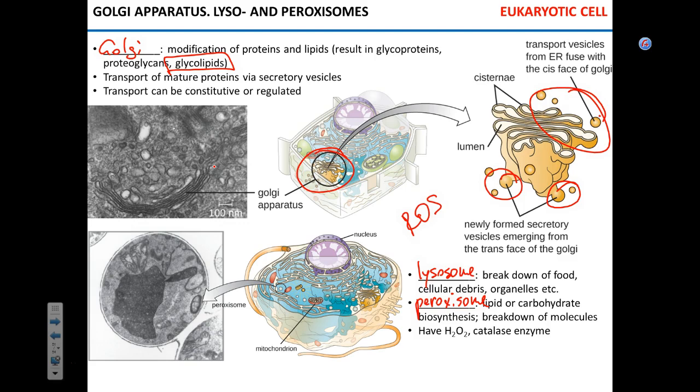Peroxisomes also have hydrogen peroxide, and at the same time they have an enzyme called catalase, which neutralizes hydrogen peroxide, so it doesn't kill the cell. The function of peroxisome is somewhat similar to the function of the lysosome. They break down things, and they also participate in the biosynthesis of fats and sugars. You can see the little tiny peroxisome here. They're not really fascinating in terms of the structure. It's a membrane-bound bubble.